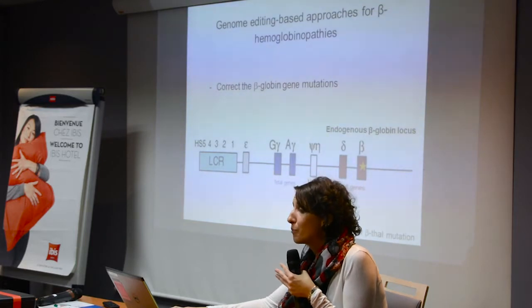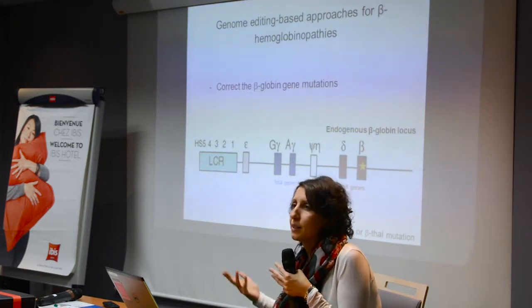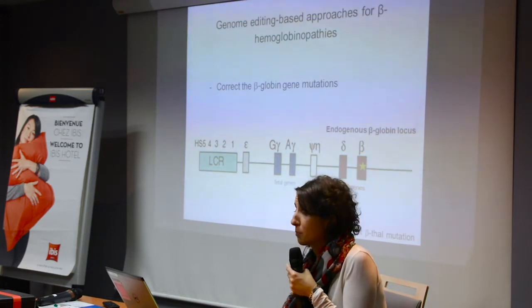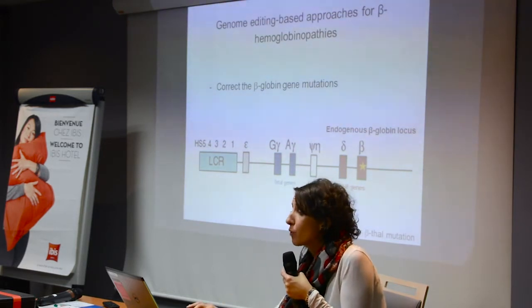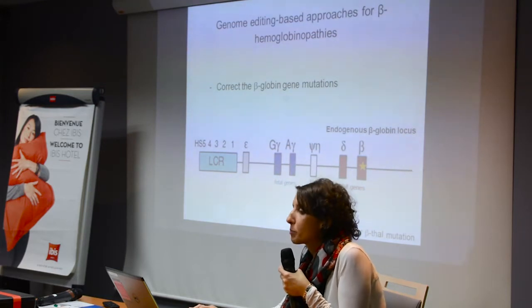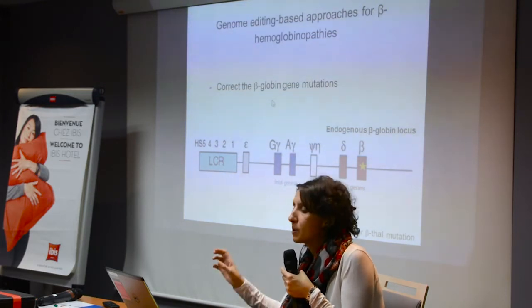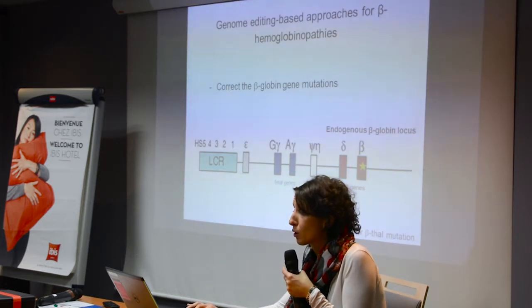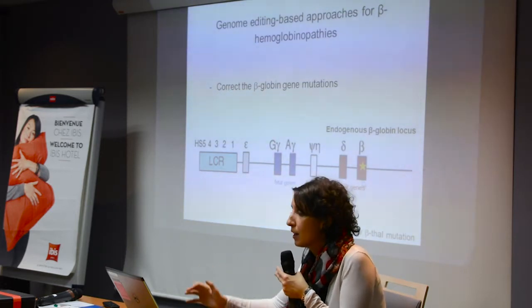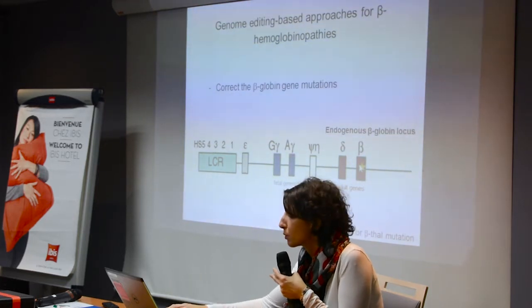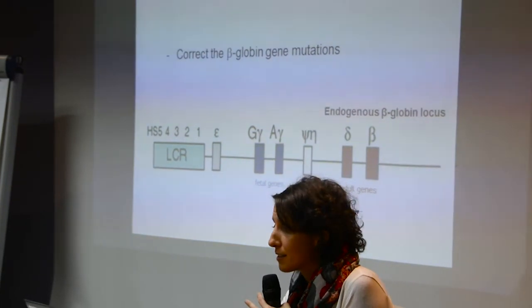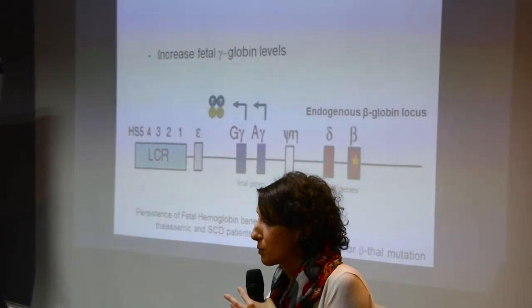And then, how can we use a genome editing approach to improve the phenotype of these patients? Of course, the ideal strategy would be simply to correct the beta globin mutation. For example, this is the endogenous locus, and we have the sickle cell disease mutation, and we basically just fix it. This is very easy to say, but pretty tough, I have to say.